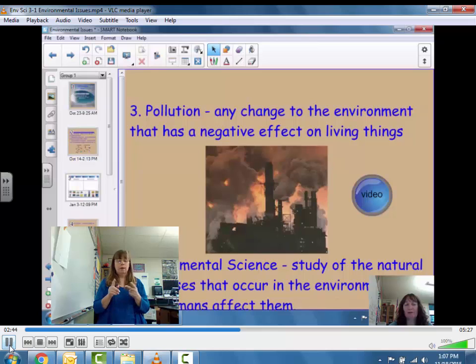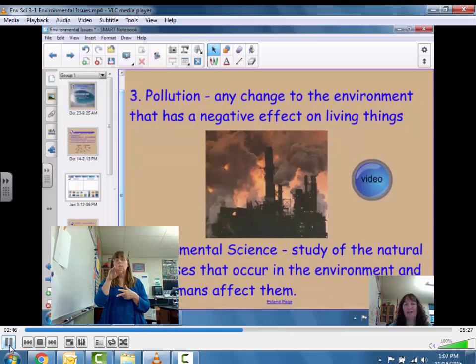And then the third one is pollution. Pollution is any change to the environment that has a negative effect on living things. Obviously, this is a lot of pollution right there. Putting gases into the atmosphere, putting garbage into our waterways, that would all be considered pollution.